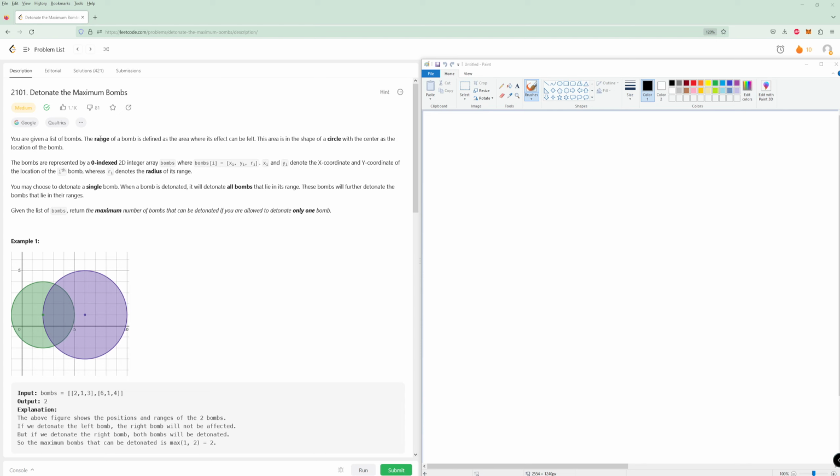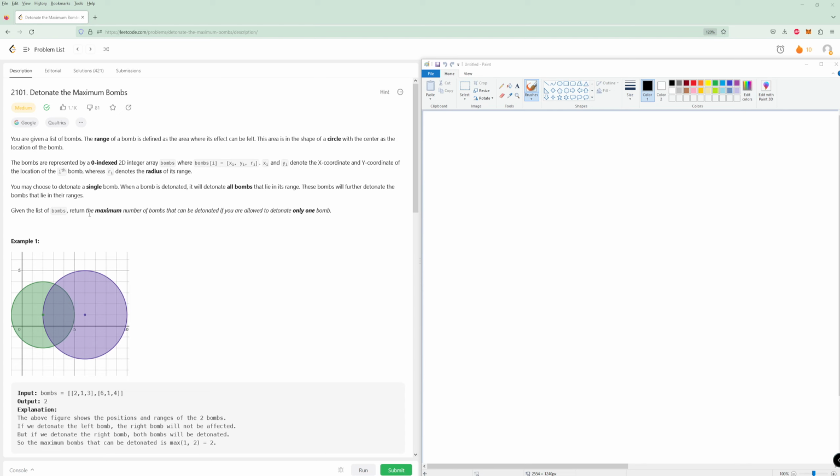You're given a list of bombs. The range of a bomb is defined as the area where the effect can be felt. The area is the shape of a circle with the center as the location of the bomb. The bombs are represented by a zero-indexed 2D array bombs, where bombs[i] = [xi, yi, ri]. xi and yi show the x and y coordinates of the location of the bomb, and ri denotes the radius of the range. So for example, for this right bomb, x and y would be right over here, which would be x 6, y 1, and the radius is 4.